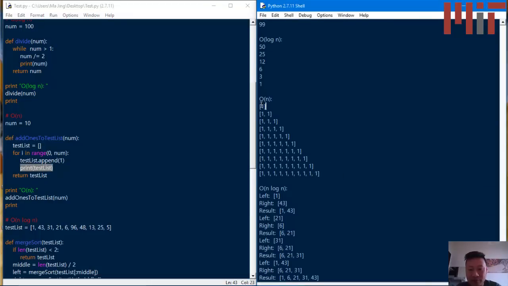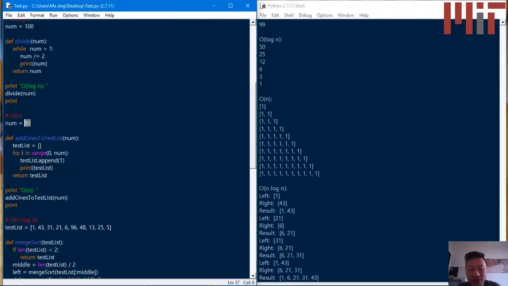Big O of n, linear time, 1, 1, 1, 1, 1, 1, etc. And if you count, you'll see that there's 1, 2, 3, 4, 5, 6, 7, 8, 9, 10 steps. The input was also 10, right? Because for every input, you're going to make one extra loop and add one extra 1 to the list. If the number wouldn't be 10 but would be 100, you would have 100 steps, because you will add 100 ones to the list, right? So this is linear time. So input 10, 10 steps.